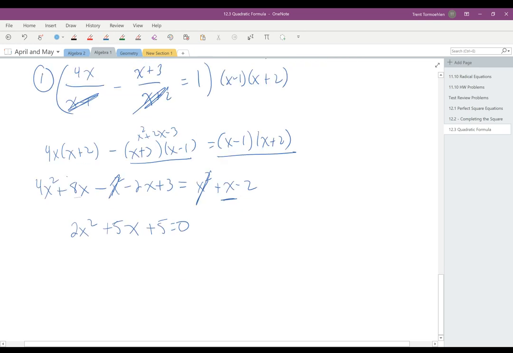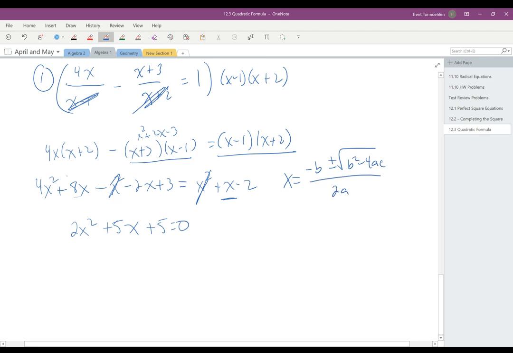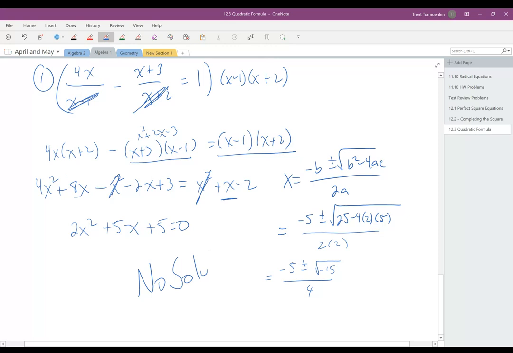The way I solve this is going to be using the quadratic formula. Remember, the quadratic formula is x equals negative b plus or minus the square root of b squared minus 4ac all over 2a. And so that's going to give you negative 5 plus or minus a square root of 25 minus 4 times 2 times 5 all over 2 times 2, which gives me negative 5 plus or minus the square root of, well, this turns out to be negative 15 over 4, so my answer is no solution. There are no solutions, or no real solutions, because I end up with a negative in the square root.